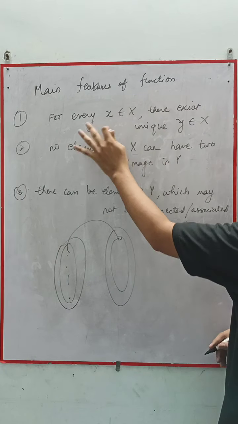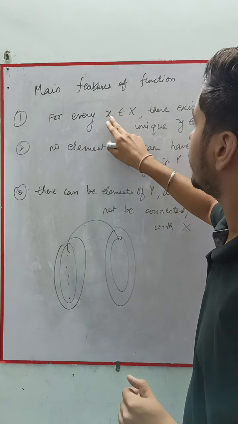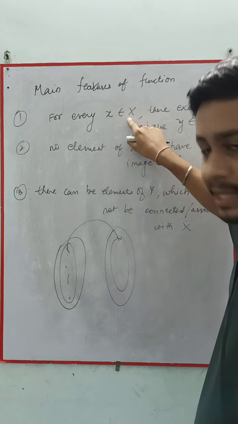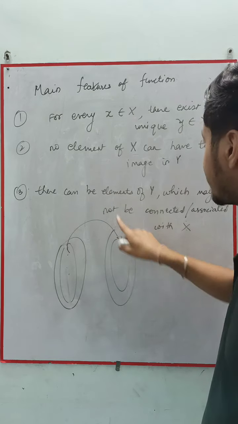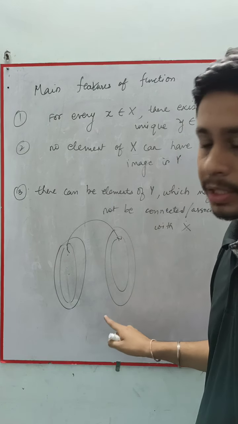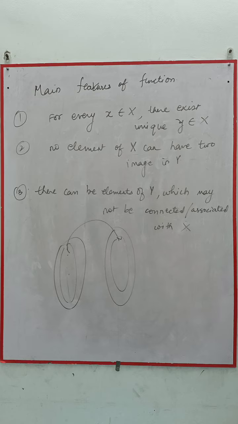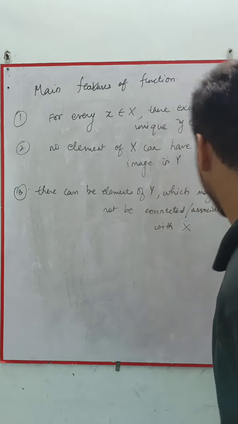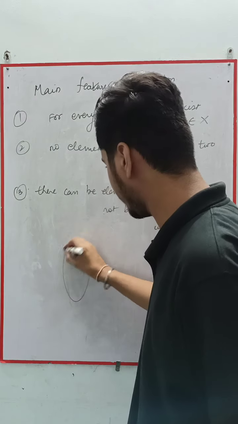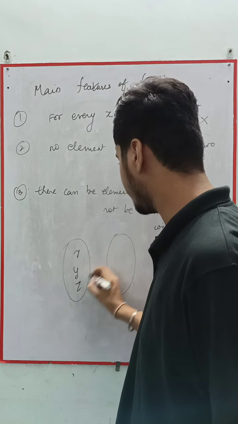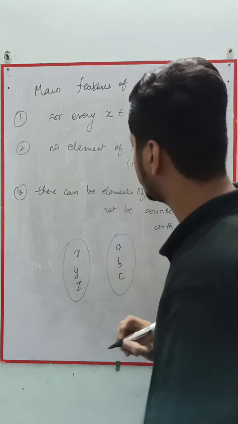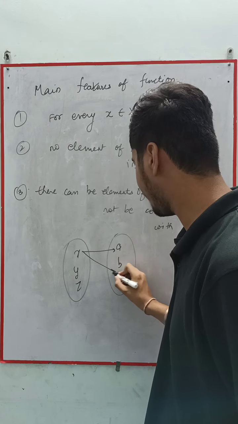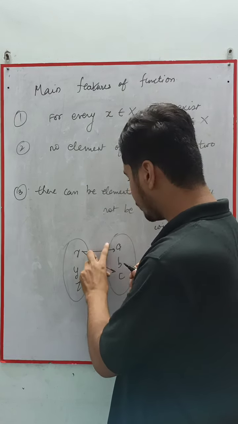So are you clear with this? For every x belongs to X, there exists a unique y belongs to Y. So for every x, you must have a unique y here in the range. Okay. Now the next one: no element of X can have two images in Y. That means if you have x, y, z and a, b, c, and I do this mapping, no element can have two images.